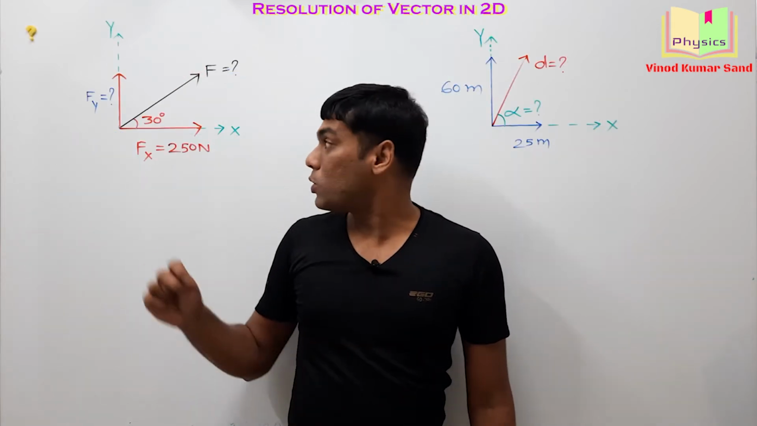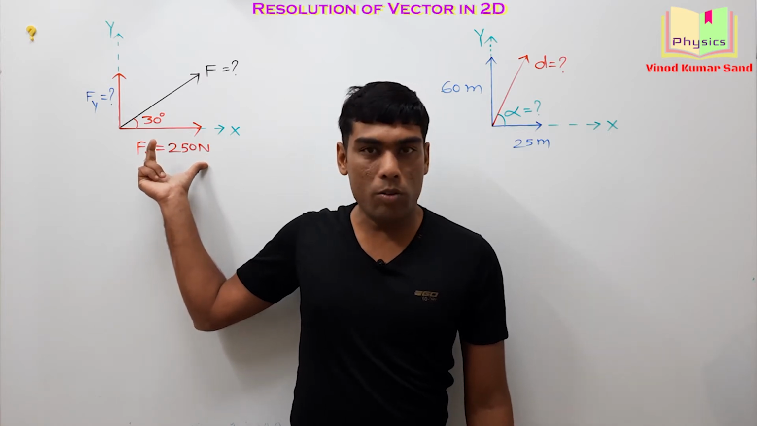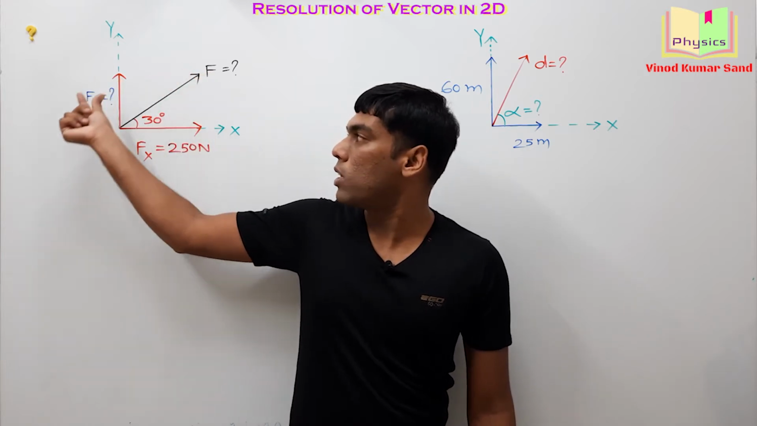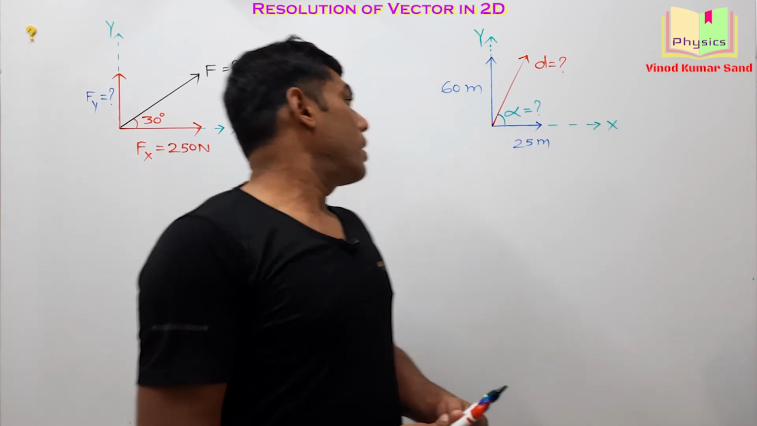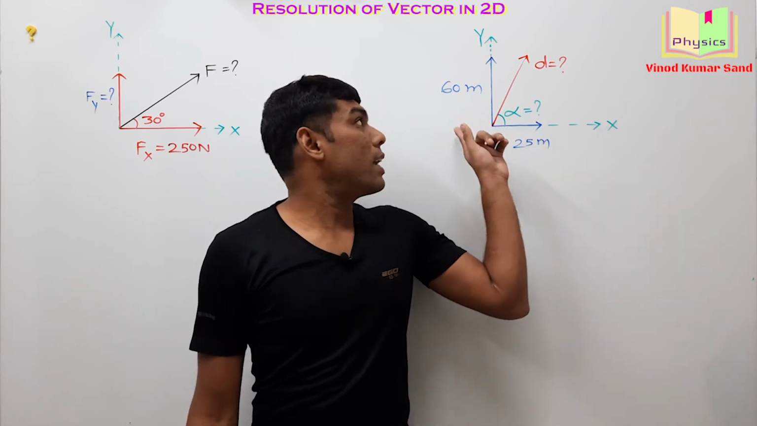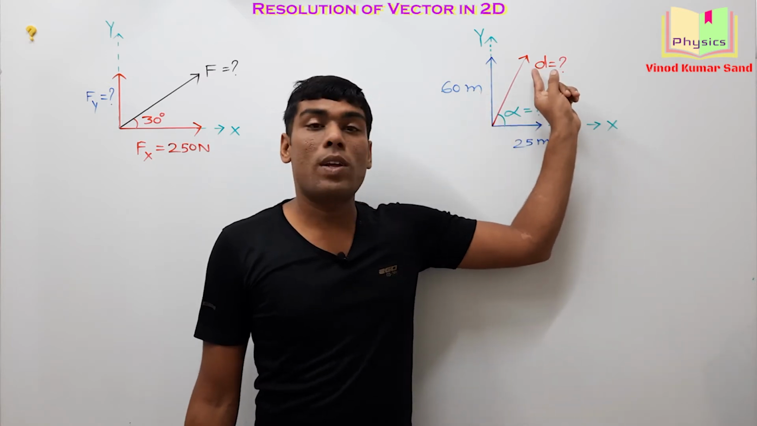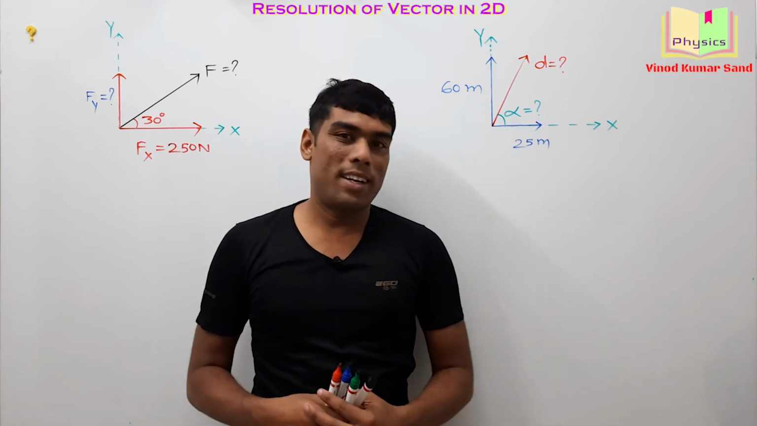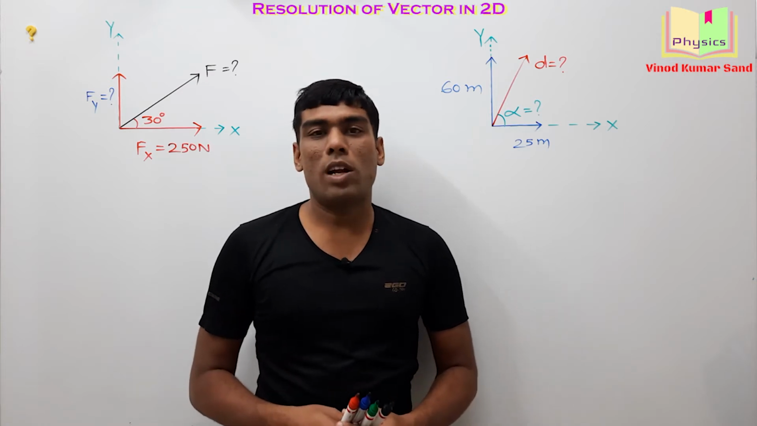Here are two interesting questions. In the first question, we know the magnitude of the horizontal component of force. We know this angle, and we need to determine the magnitude of force as well as the magnitude of its vertical component. In the second question, we know the horizontal component of the displacement as well as the vertical component of the displacement. We need to determine this angle as well as the magnitude of the displacement. You can pause the video here and give it a try. These are simple questions, and then you can match your answers with the board.